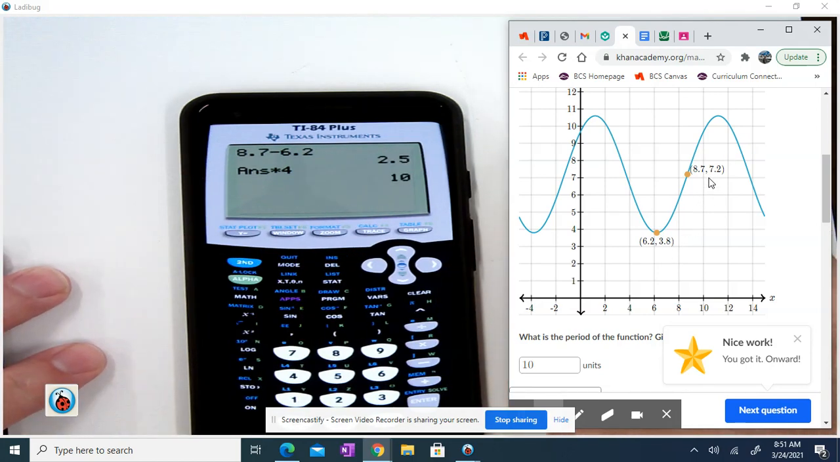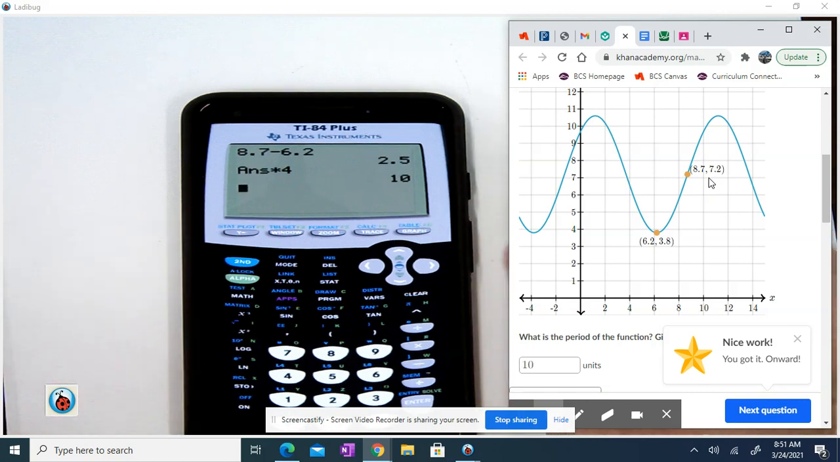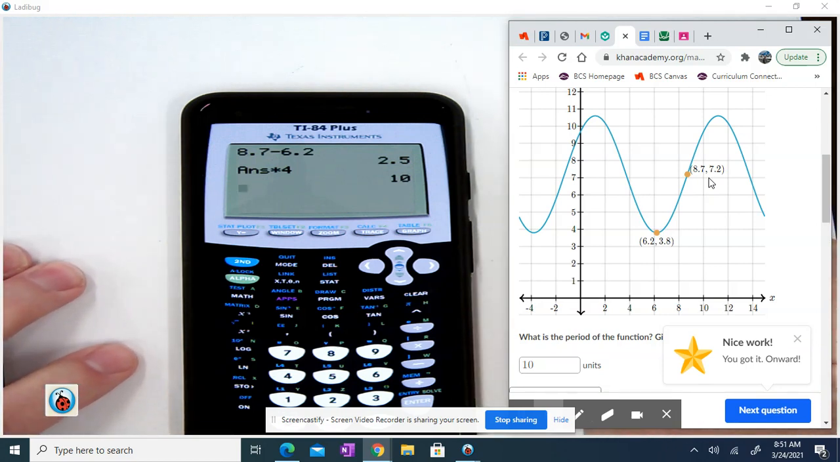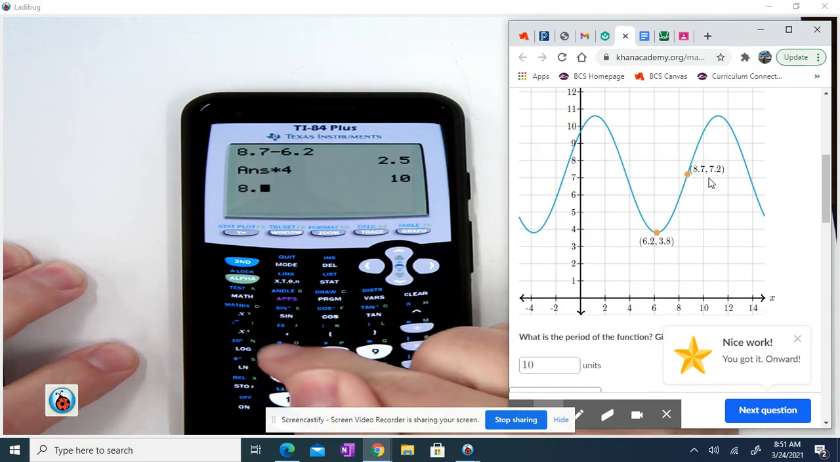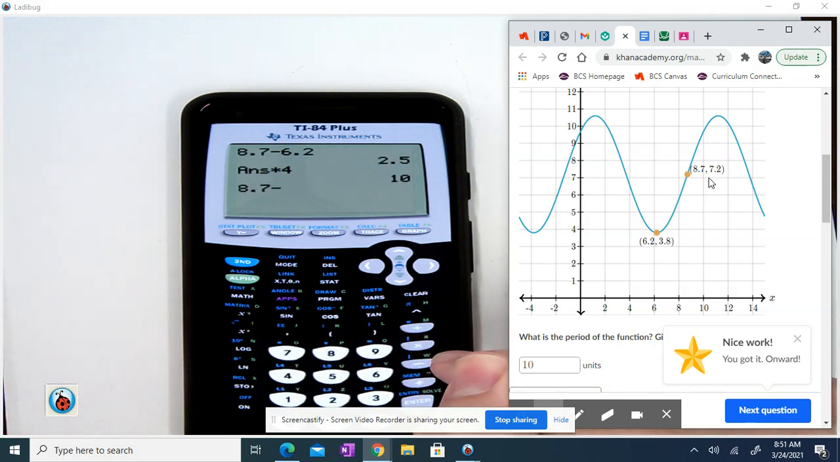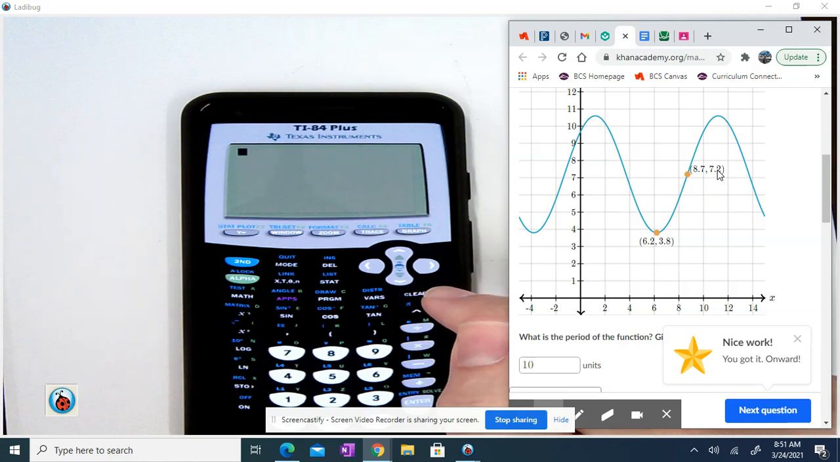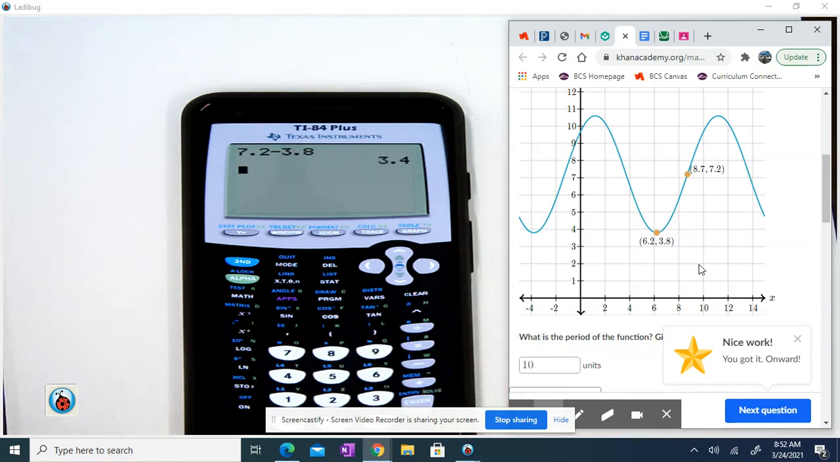function, whether it's sine or cosine, it looks like a cosine function, but sine and cosine functions are really the same. They're just shifted, one shifted over a little farther than the other. So 8.7 minus, no, sorry, I don't want that. I'm looking at the y values. So 7.2 minus 3.8 is 3.4. So the amplitude of this function from here to here is 3.4.